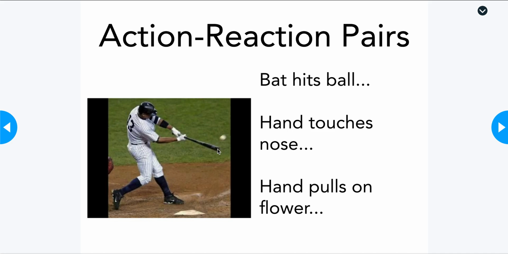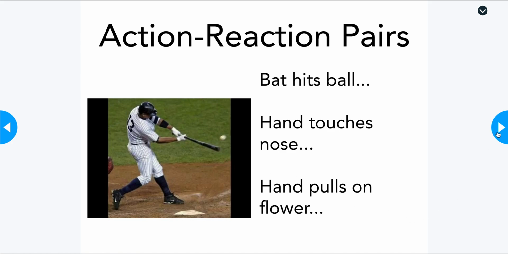If you pull on a flower, so you have a hand pulling on a flower, the result is that the flower is also going to pull on the hand. So it's not like you just easily move, but you actually feel resistance from the flower.